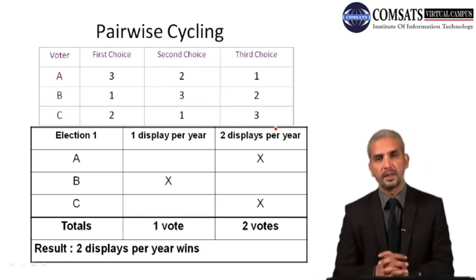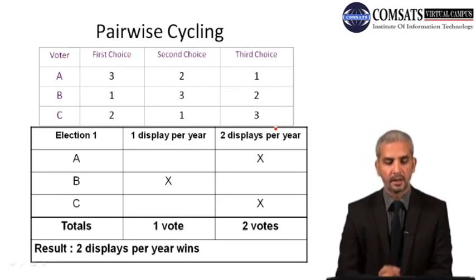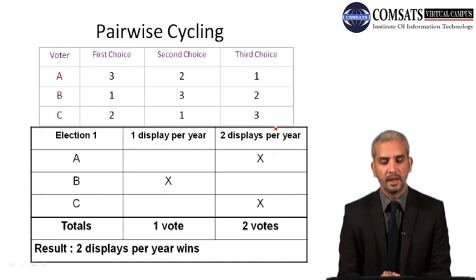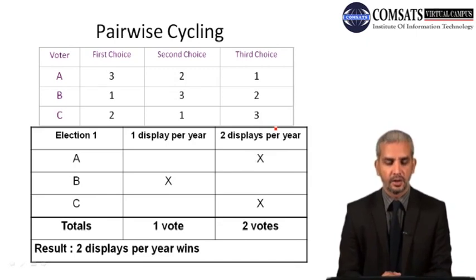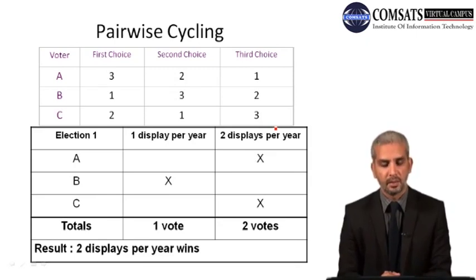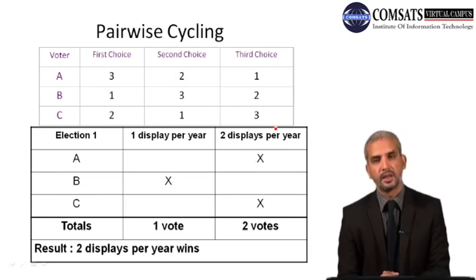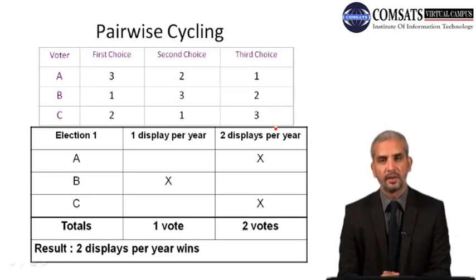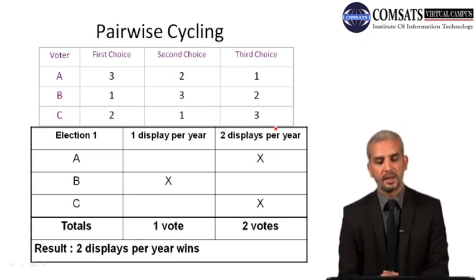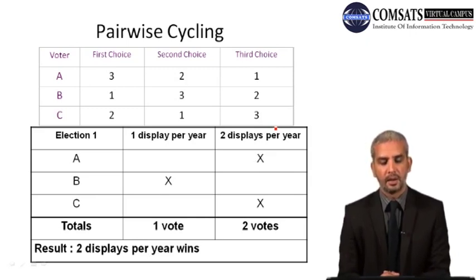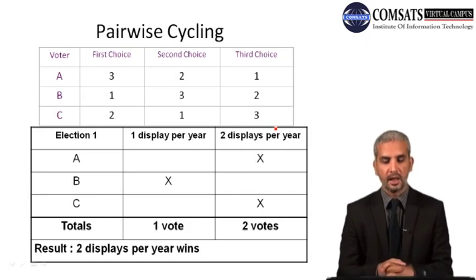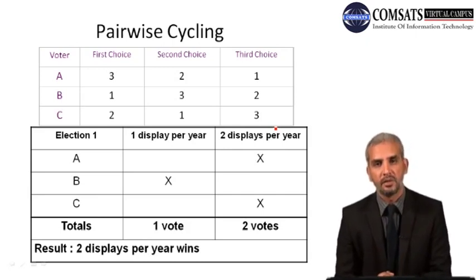For example, on the top of this pairwise cycling slide, there is the original table in which voters A, B and C choose between 1, 2 and 3 fireworks. Their first choice is mentioned in the second column of the top table, which is 3 for A, 1 for B and 2 for C, while the second choice is 2 for A, 3 fireworks for B and 1 firework for C. And then their third choice is 1 firework for A, 2 fireworks for B and 3 fireworks for C.